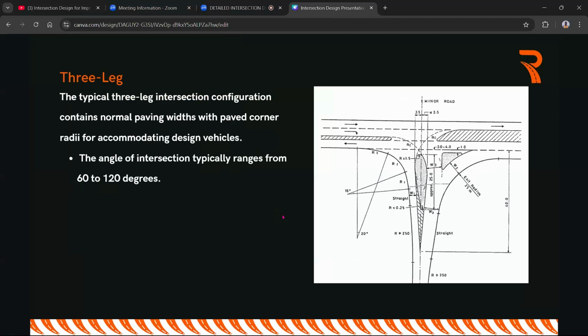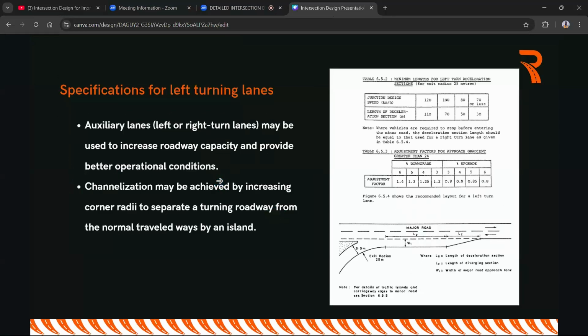So we are talking about now the other point, the specifications for left turning lanes. Ideally, depending on the capacity, it's even written here, auxiliary lanes, that is either left or right turning lanes, may be used to increase roadway capacity and provide better operational conditions. This goes to Sandra Morara, I think she mentioned it. This is why we provide auxiliary lanes. Ideally, this means that you've made the traffic study and you've seen that if vehicles are allowed to join the minor road and the major road naturally without an additional lane, it is going to cause congestion at that point. So that is why you provide an auxiliary lane.